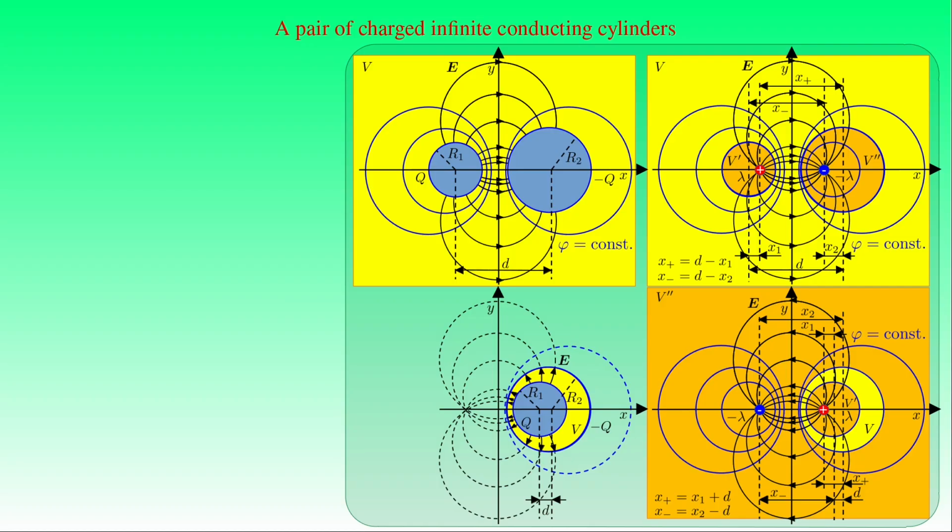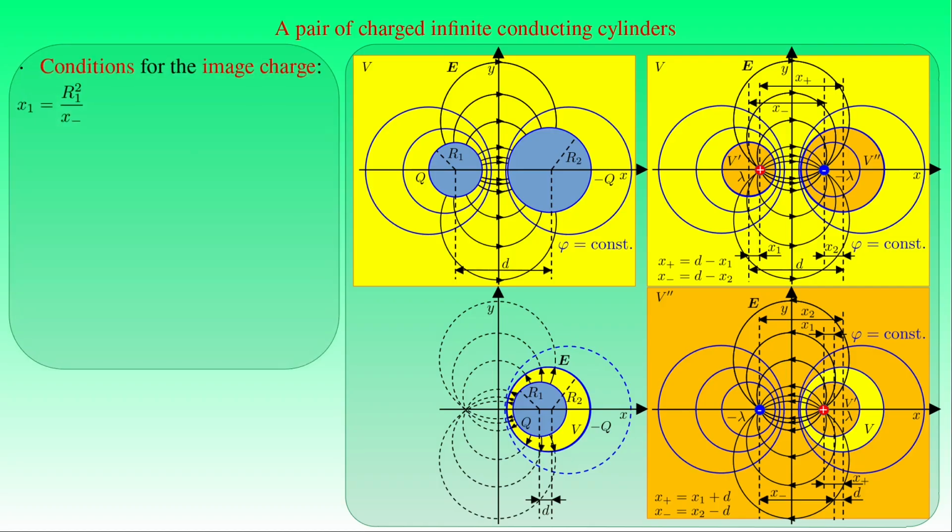The first condition states that the distance x sub 1 between the center of the cylinder of radius r sub 1 and the positive line charge is equal to the ratio of the square of the radius r sub 1 over the distance x sub minus between the negative image line charge and the center of the cylinder. If we substitute the results obtained for the distance x sub minus in the two cases into this ratio, the condition tells us that x sub 1 is given by the ratio of r sub 1 squared to d minus or plus x sub 2, where the upper sign is for the first case and the lower sign is for the second one.